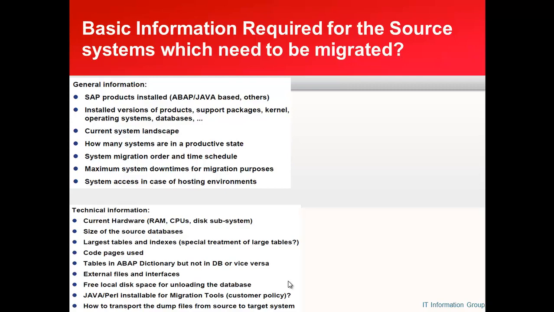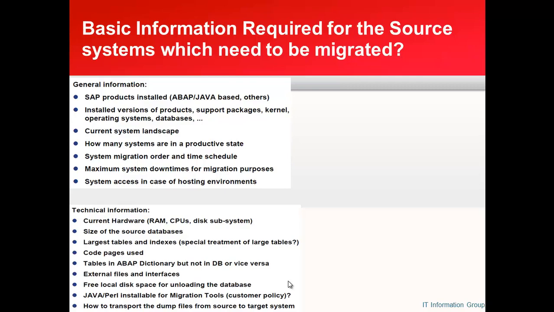First thing is we should know what are the SAP products, whether it is a Java or whether it is an ABAP. Basically we should know all the products which are there in the system, so that when we are upgrading or when we are migrating we make sure that this is supported on the different or changed hardware. Okay, so next thing is the installed version of products, support packages, kernel, operating system, databases. So we need to collect that information from the source system.